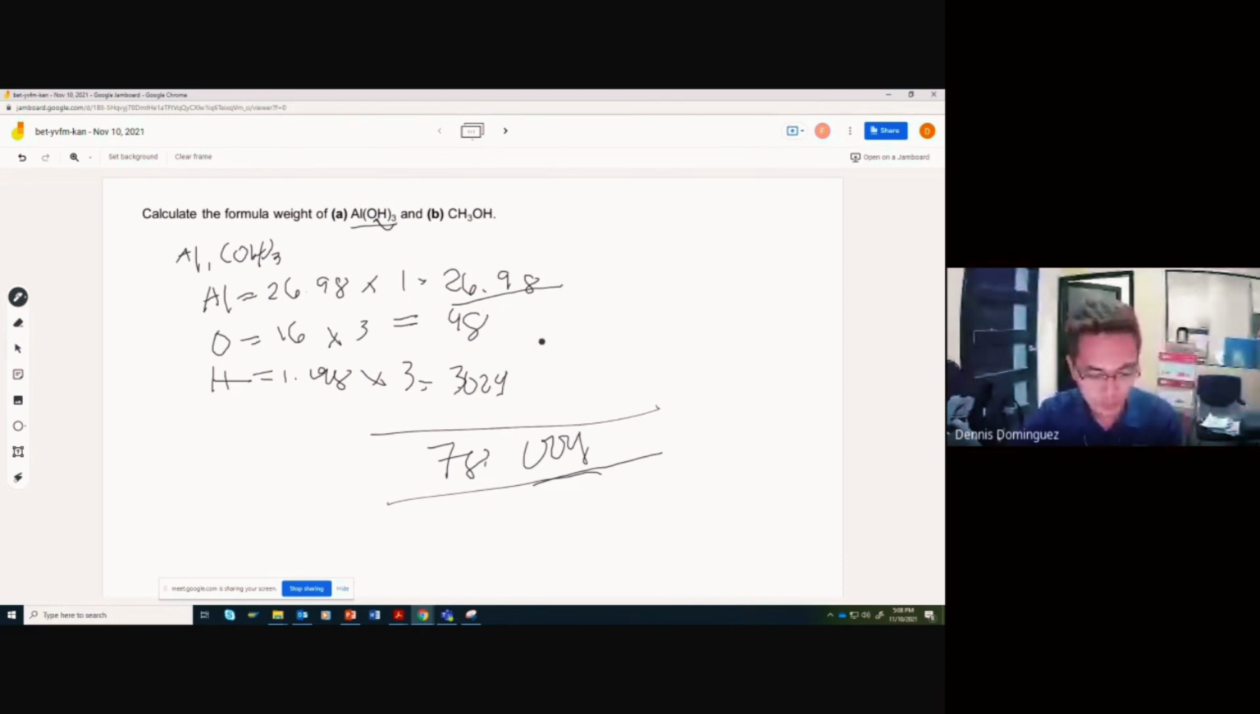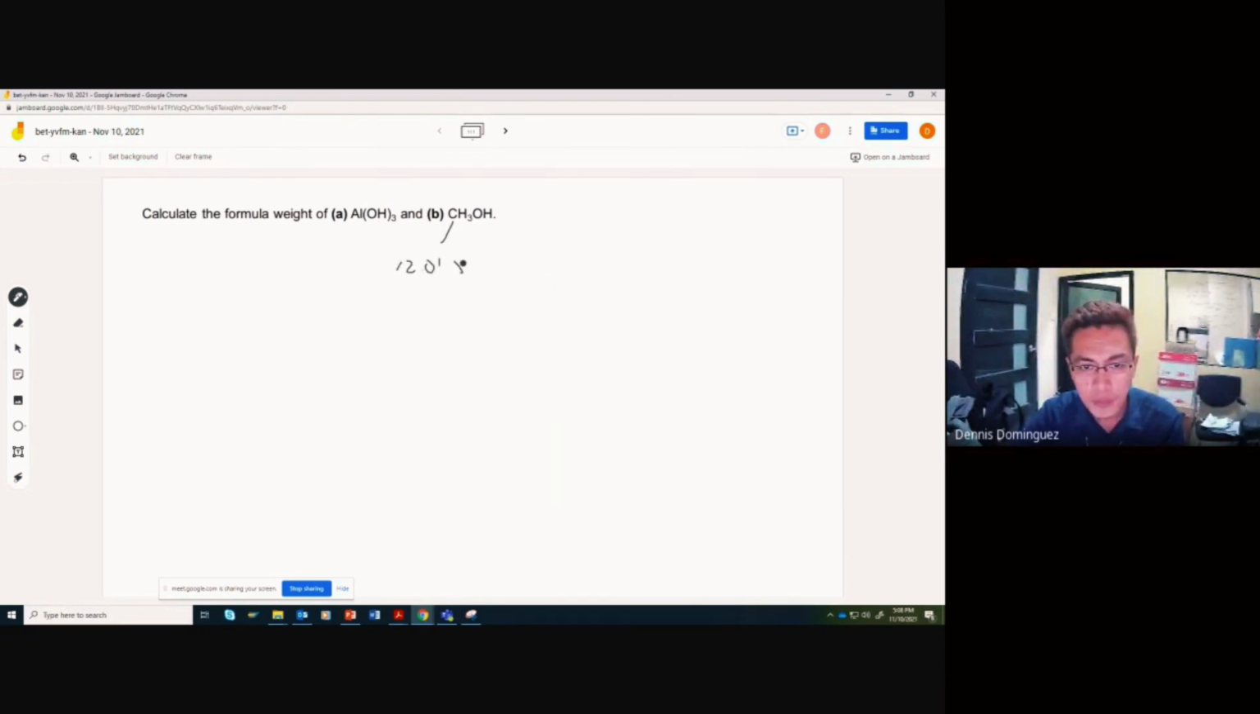It is 12.01 times 1. For hydrogen, you have 1.008 times 4 hydrogens, so that's 4.0032. And then you have oxygen, 16 times 1. So that is 16. So 16 plus 12.01 plus 4.0032, that's 32.0132 AMU or grams of methanol per mole of methanol.